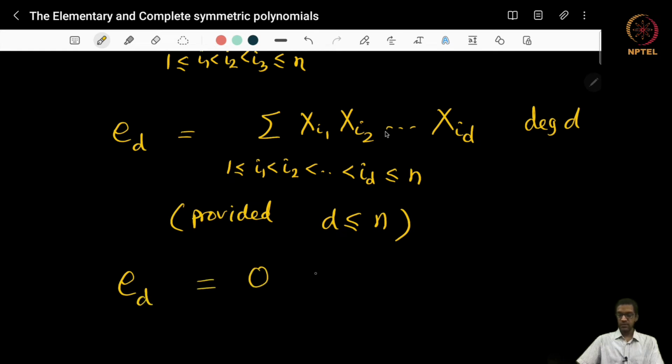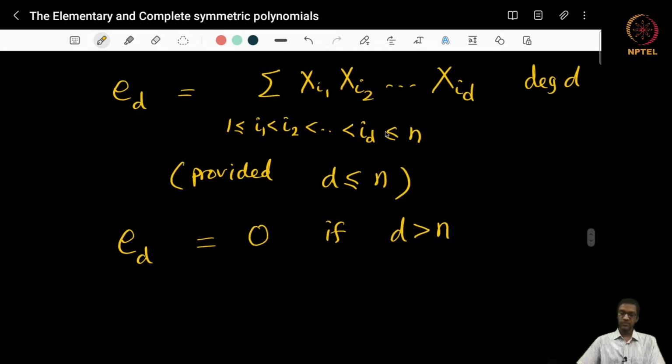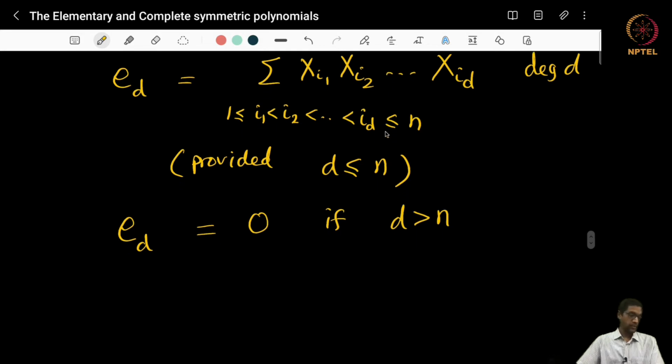Ed is 0 if d is bigger than n, because you can't really take products of more than n variables there. Okay, so this is the definition of the elementary symmetric polynomials.